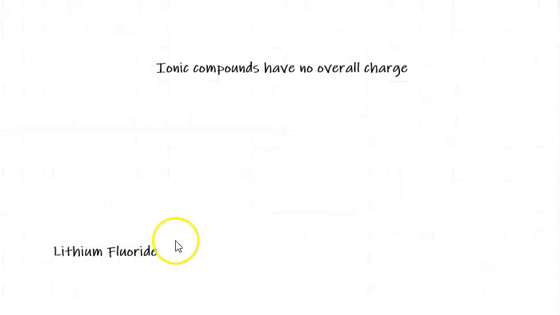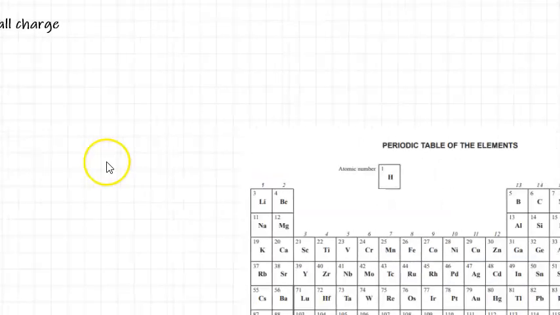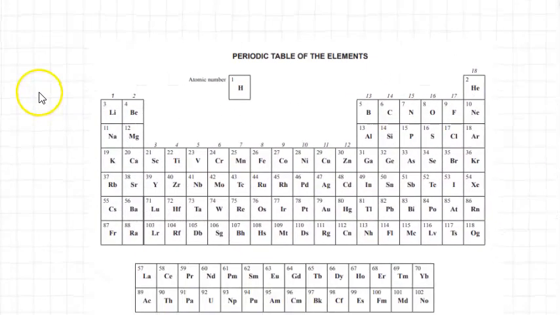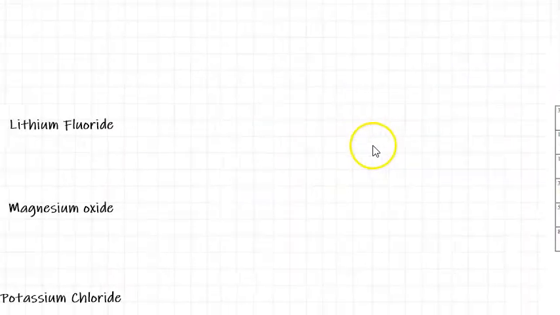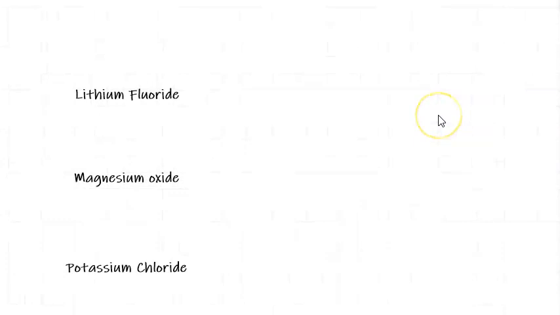So the first one will be lithium fluoride. If we look at the periodic table and find lithium and fluorine, we've got lithium in group 1, so that means it will form an ion with a charge of positive 1. Fluorine is in group 17, which means it will form an ion with a charge of negative 1. So we've got lithium, which forms an ion with a charge of plus 1, Li+. Fluoride will be F-.